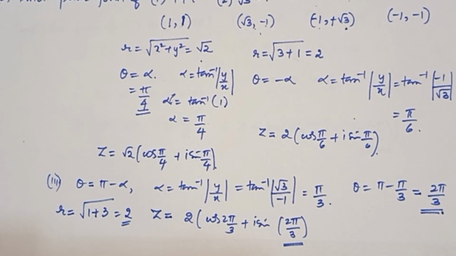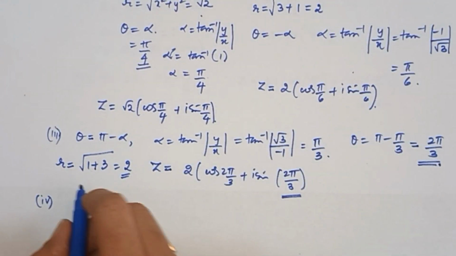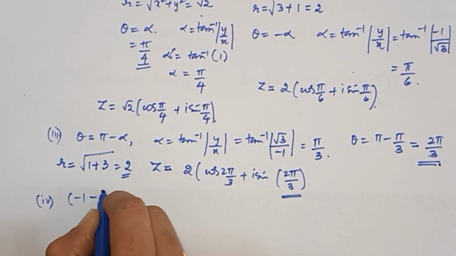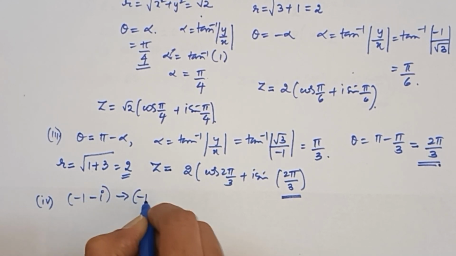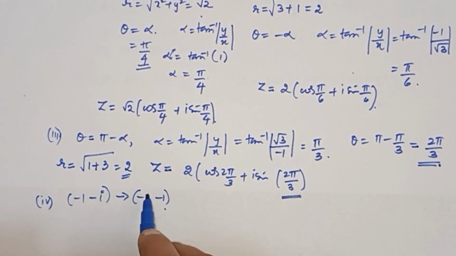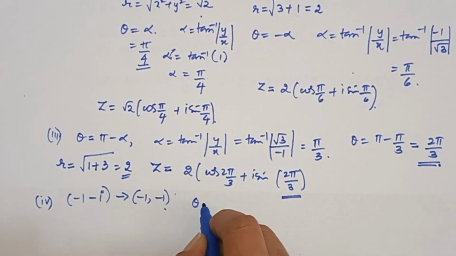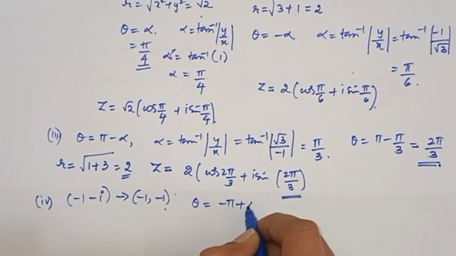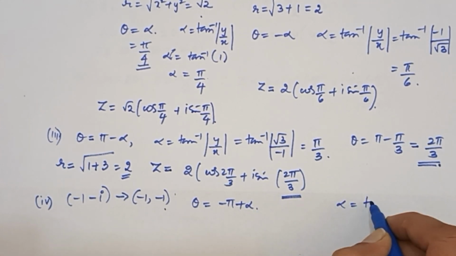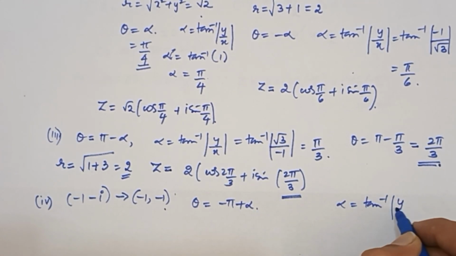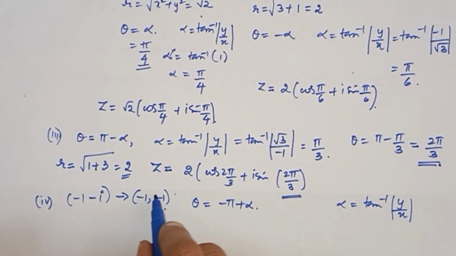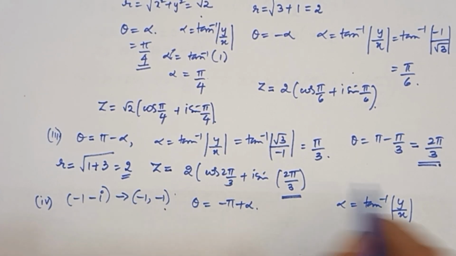Now for the fourth problem, it is minus 1 minus i. The corresponding point is (minus 1, minus 1). Both are negative. So it is in the third quadrant. In the third quadrant, theta is equal to minus pi plus alpha. So let us find out alpha first. Tan inverse of modulus of y by x, which is minus 1 by minus 1, that is plus 1. So tan inverse of 1 is nothing but pi by 4, 45 degrees.